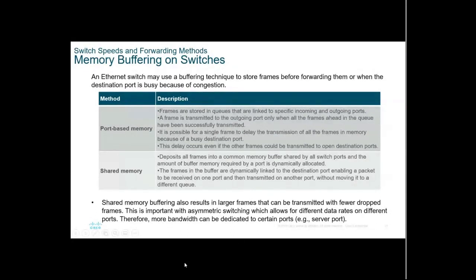All right. So basically, this is important where you have asymmetric switching, which allows for different data rates on different ports. Remember what I said? We could have a switch here with all fast Ethernet, which is 100 megabits per second. But we could have these two ports, which are for the backbone. These might be gigabit. Oh, they're different speeds, aren't they? So this shared memory means that instead of allocating equal amounts of memory to each port, we could allocate more memory to the slower ports, which are busier, and less memory to the faster ports, which can get the queue cleared up faster.